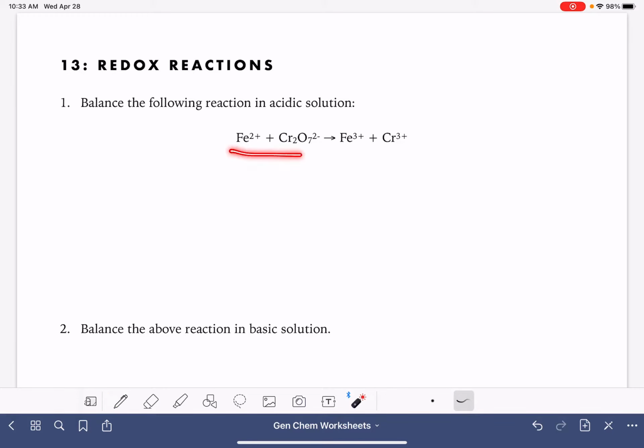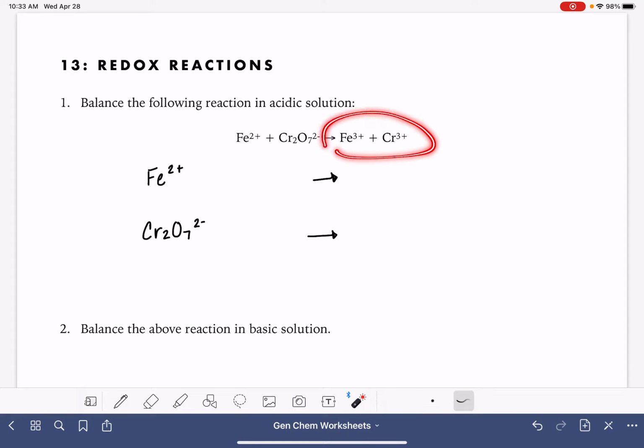To do that, we're going to take the 2 products and we're going to write them into separate chemical reactions. So I'm going to start with Fe2+, that's going to be reaction number 1, and Cr2O7 2-, that's going to be reaction number 2. Now what I need to do is take my products and match them up with these half reactions, and we're just going to do that logically.